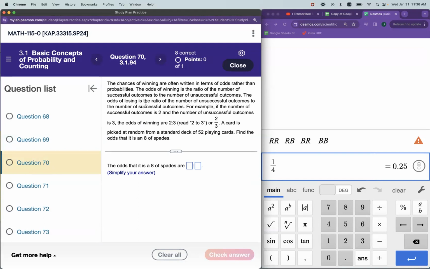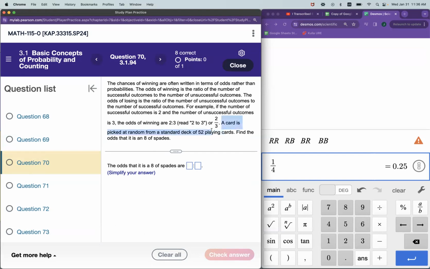The odds of winning is the ratio of the number of successful outcomes to the number of unsuccessful outcomes. The odds of losing is the ratio of unsuccessful to successful. Actually, no, I need to read this. The number of successful outcomes is 2, and the number of unsuccessful outcomes is 3. Odds of winning are 2 to 3.